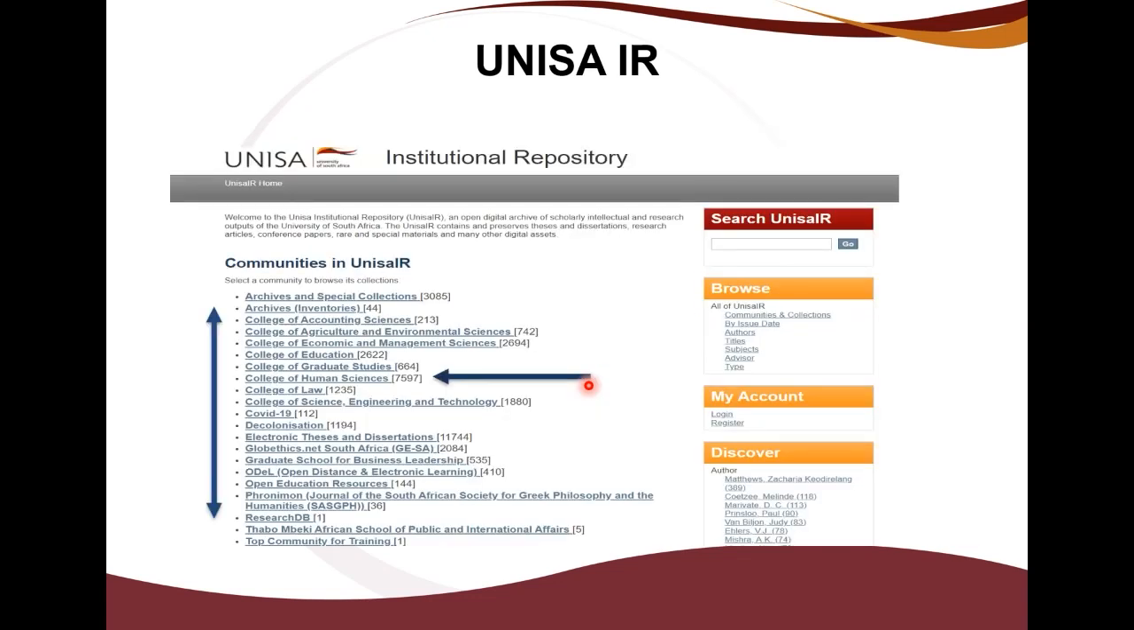The last time, those who attended some of our training, I mentioned that the UNISA institutional repository is classified under communities. So you have to know the college that you are registered with. So it's according to different communities. You can either go to your college.